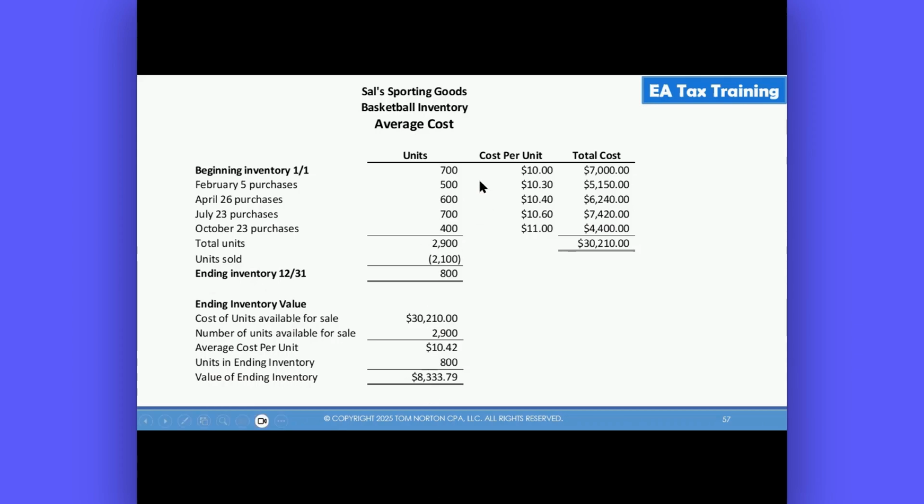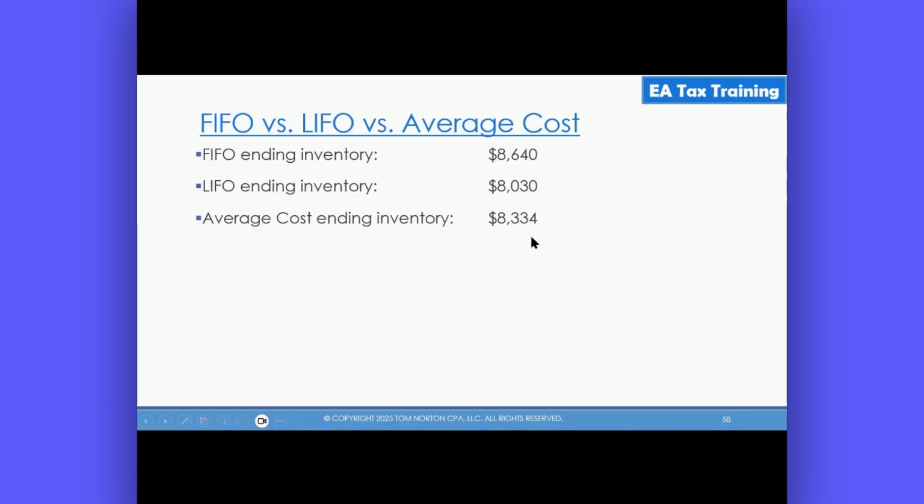Finally, we've got the average cost method. So we know that they purchased a total of 2,900 basketballs and they paid $30,210. They've got 800 of them left. What is the value of those 800? Well, they paid $30,210 for 2,900 basketballs. So their average cost per unit was $10.42. Multiply that by the 800 units that they have in inventory, and the value of their ending inventory is $8,334.